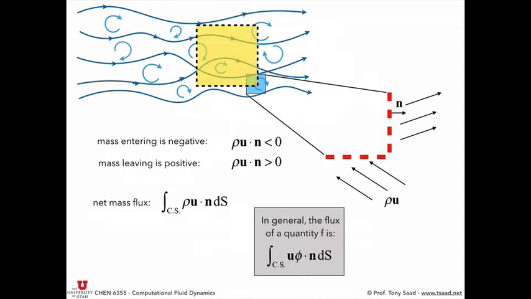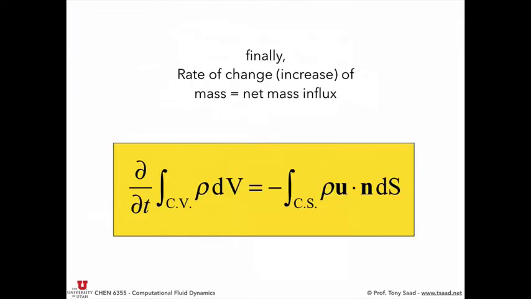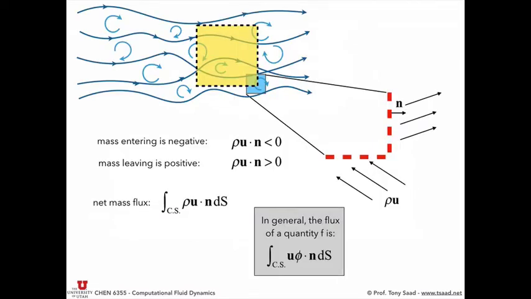So in general, the flux of a quantity is u phi dot n ds. Okay, if the integral is negative, it's coming in. It's positive, it's coming out. And then finally, that's it. That gives us the conservation law. Phi is a quantity, any quantity. Density, momentum, yeah. So we call this phi in mechanical and chemical engineering fluids. Phi refers to anything. Okay.